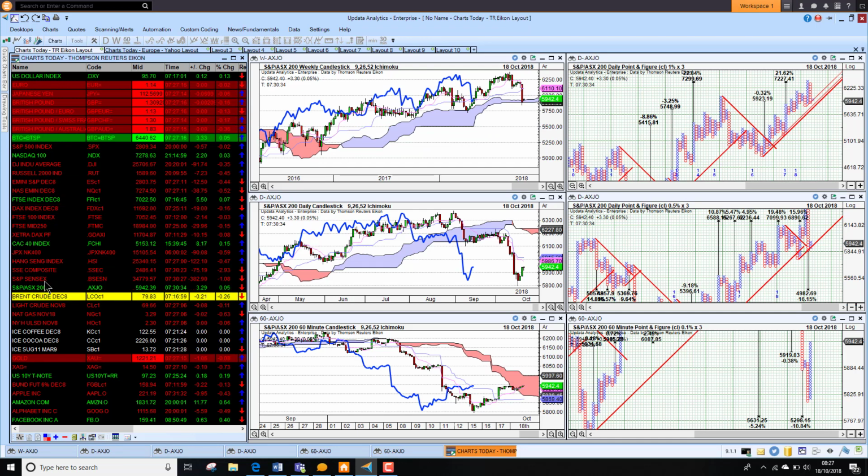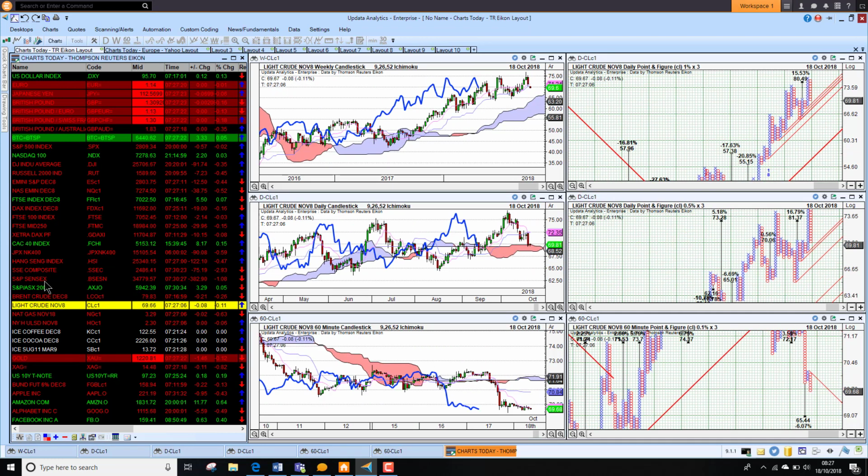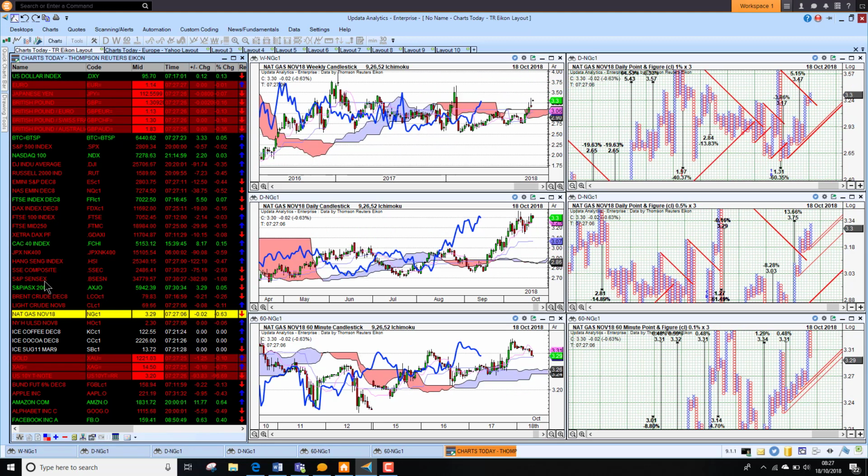Crude oil actually back below $80 for Brent, so we're sitting at 79.83. We're short-term bearish. WTI also short-term bearish. US nat gas is actually holding most of its gains, sitting at $3.29.